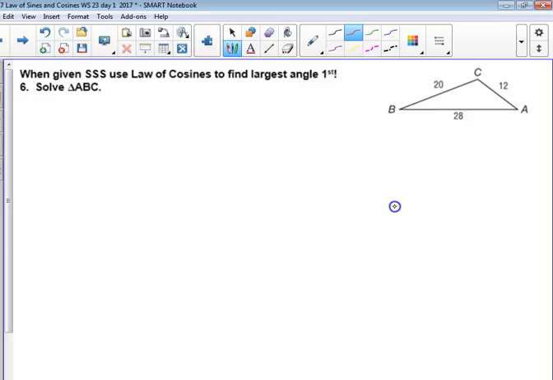So to set up to find an angle, we didn't talk about this yet. This is when you know all three sides. You're going to use the same thing we just did. Which angle do we want to find first because it's going to be the biggest? C, because it's across from the 28. So we're going to write C squared equals. Now, what are the two adjacent to angle C?